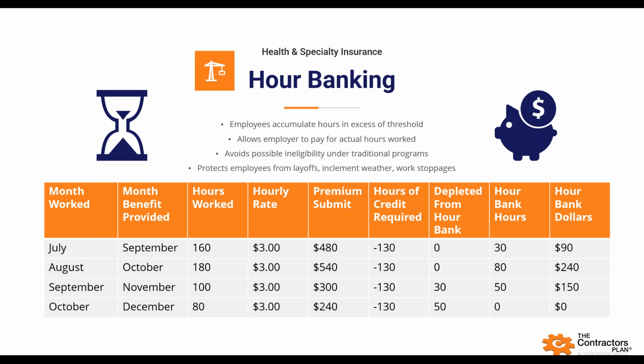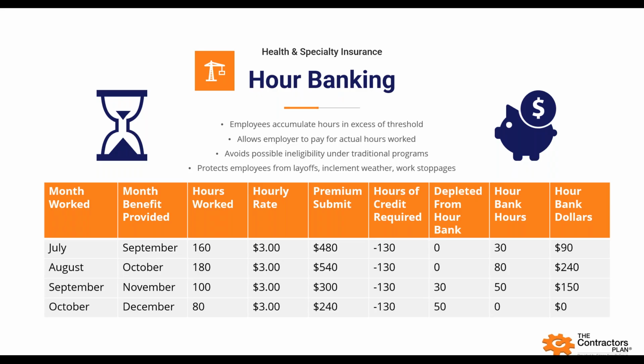In this example, in July, this craft worker worked 160 hours at a rate of $3 per hour. The premium submitted for their health insurance and other benefits was $480. Because that threshold was 130 hours, and they worked 160, they now banked 30 hours, or $90. Same thing occurred in August. Now they worked 180 hours. Again, only needed 130 hours. Now their bank is up to 80 hours, or $240.